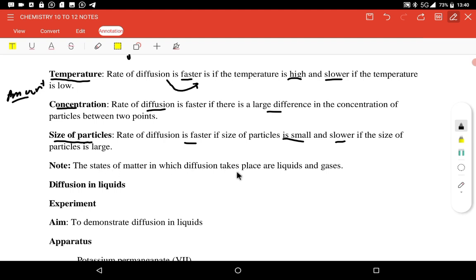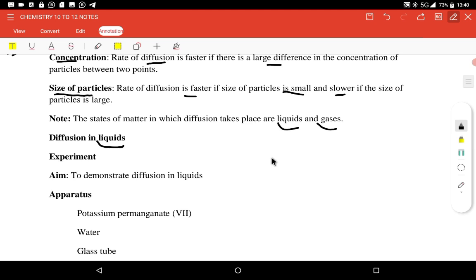So the states of matter in which diffusion takes place are liquids and gases. This is very important. So diffusion also occurs in liquids. I'll give you an example. Let's say you want to take a juice. Let's say this is just juice. You add only a little juice, but you find that you can add plenty of water up to this level, and everything will taste sweet. This is called dilution.